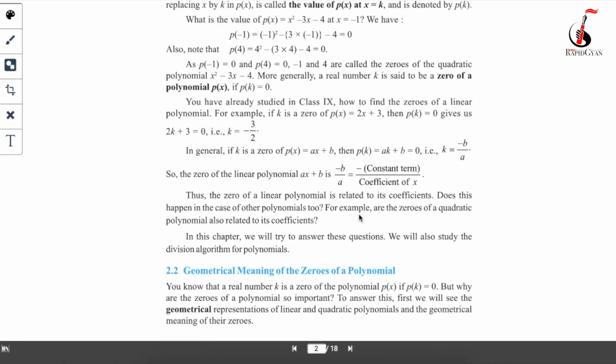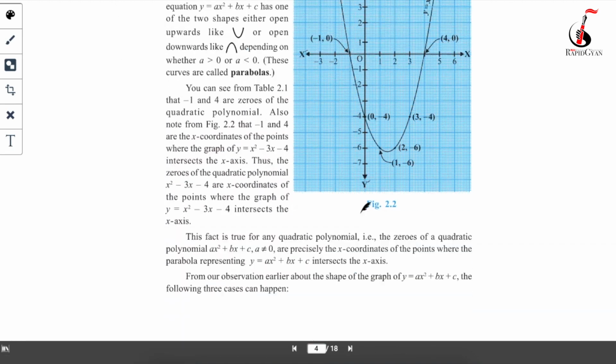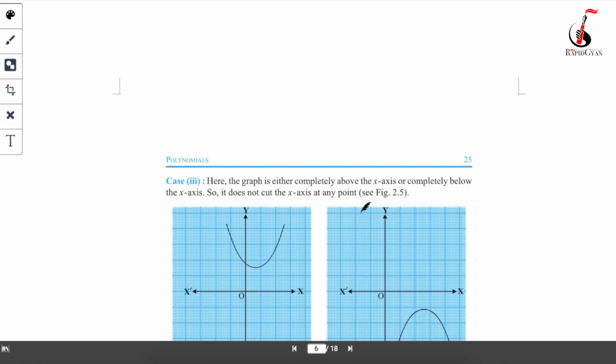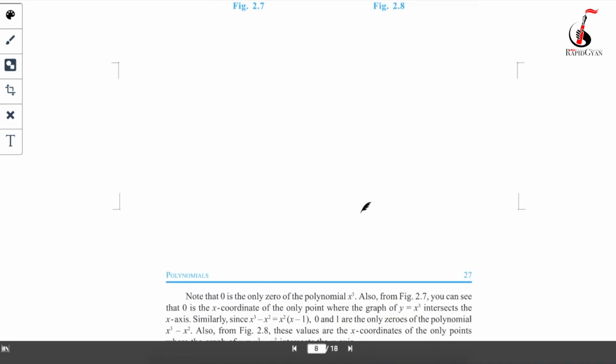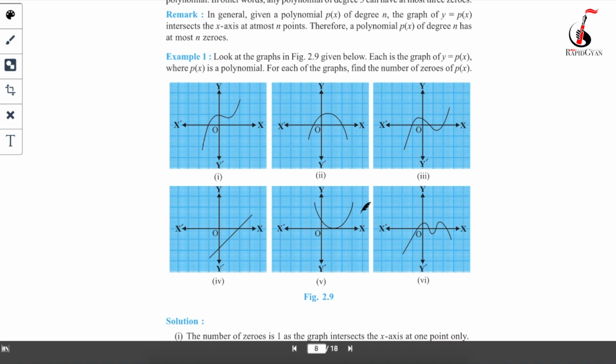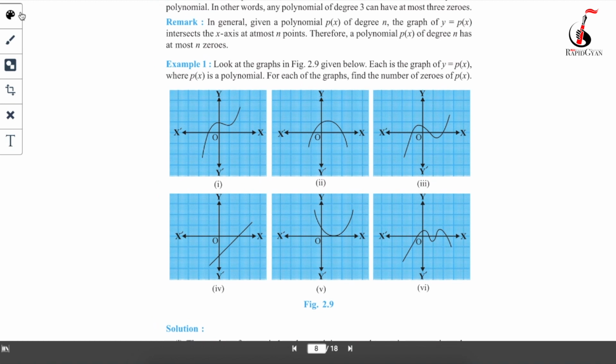Now we will solve a few questions of your exercise, of your example. Let me scroll down to the example part. So here is your example 1. It says to look at the graph, figure 2.9 given below. Each is a graph of y equal to p(x), where p(x) is a polynomial. For each graph, find the number of zeros. Very easy, as I have told you: the number of points at which the graph intersects your x-axis will be your number of zeros.